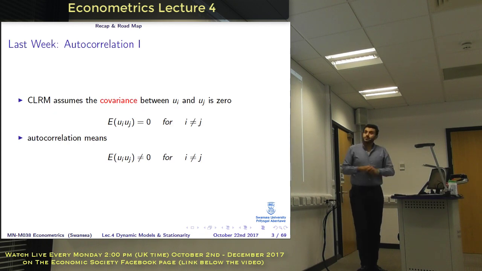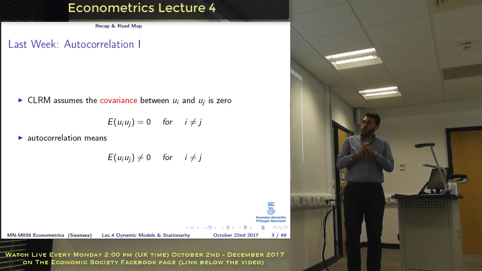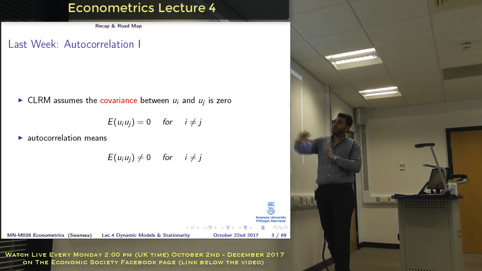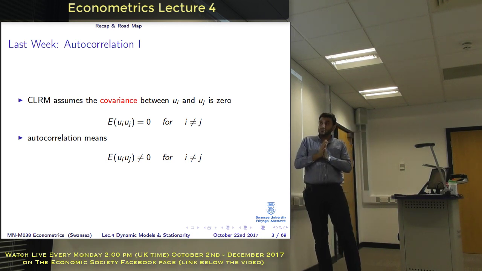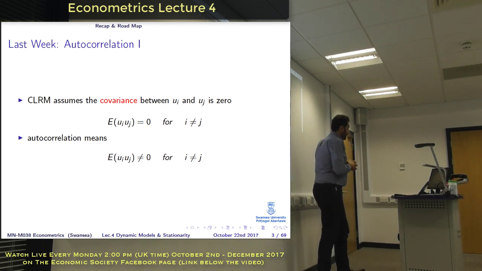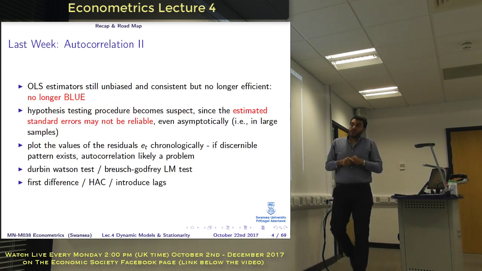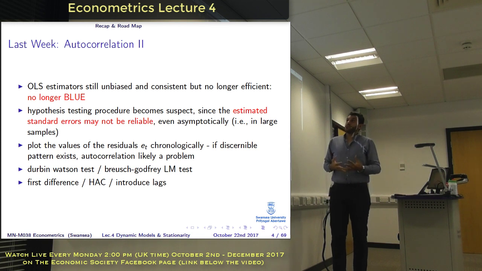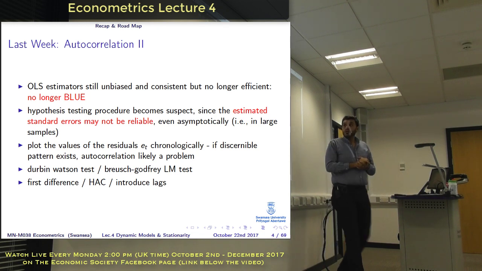Last week, we discussed autocorrelation, and we explained how the classical linear regression model assumed that the covariance between any two error terms ui, uj should be 0, so it's expected to be 0. So autocorrelation happens when this is not 0, and this is where the problem came from. In the presence of autocorrelation, OLS estimators are still unbiased and consistent, but no longer efficient. This is all that we discussed last week.